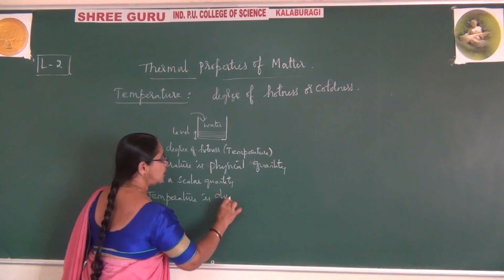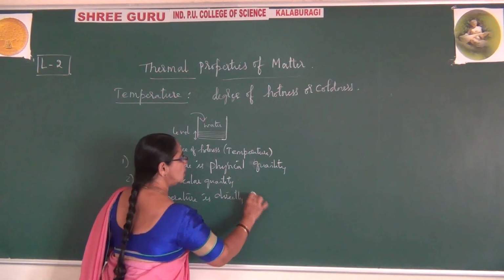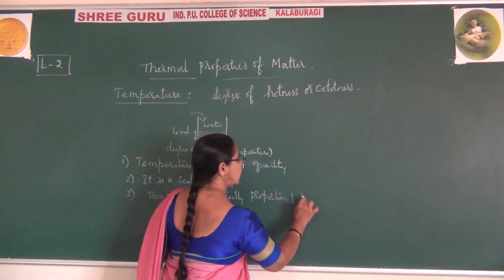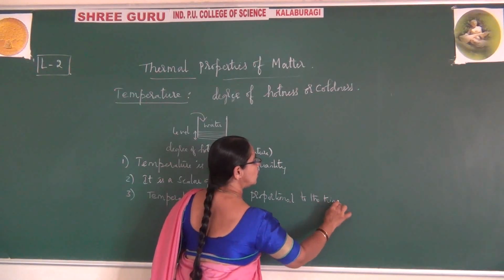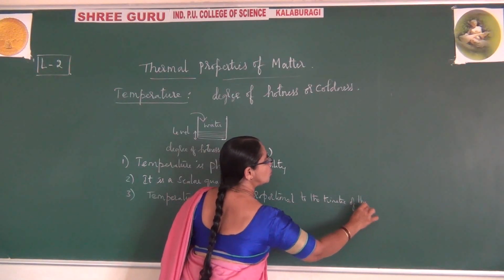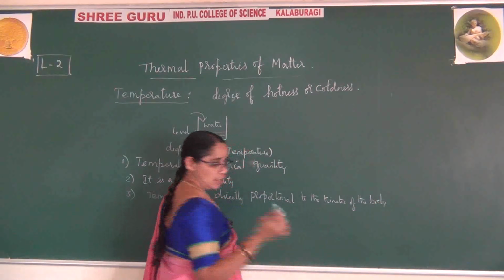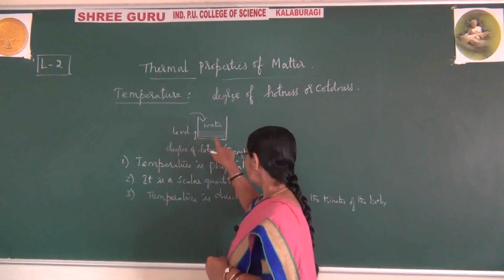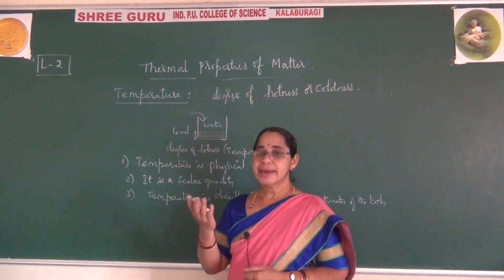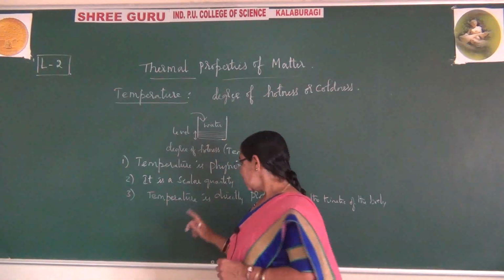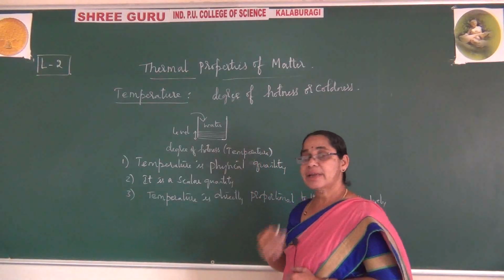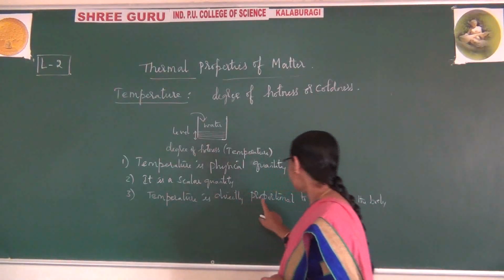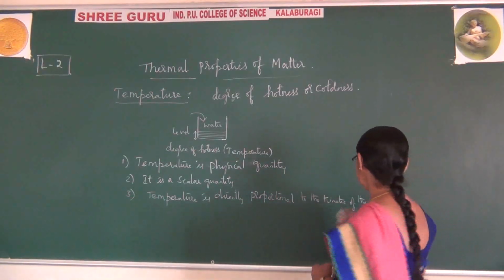Temperature is directly proportional to the kinetic energy of the body. When you observe these water molecules while heating, they move in random motion. Naturally, the kinetic energy of the water molecules increases. As the kinetic energy of the molecules increases, the temperature also increases. So temperature is directly proportional to the kinetic energy of the body.